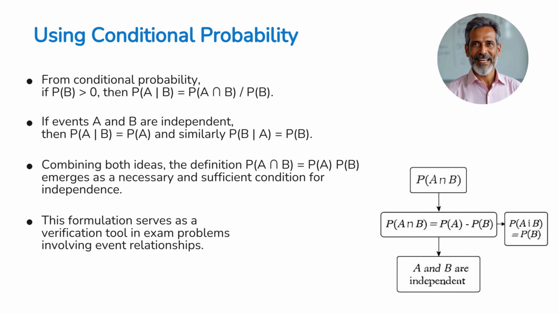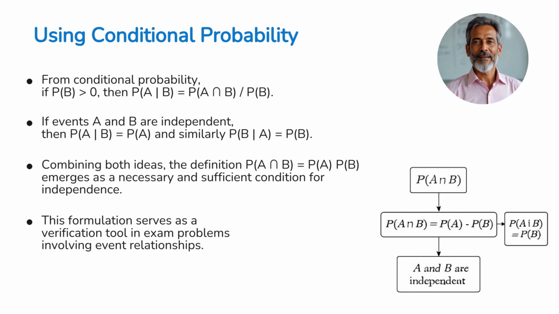Now, if A and B are independent, having B happen shouldn't change the chance of A. So, P of A given B must equal P of A. And by the same logic, P of B given A equals P of B. When you combine this with the conditional probability formula, you see that P of A intersection B must be equal to P of A times P of B. This equality is both necessary and sufficient to prove independence.